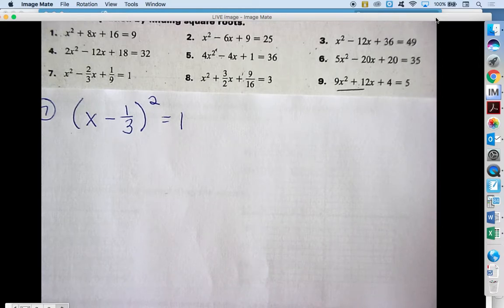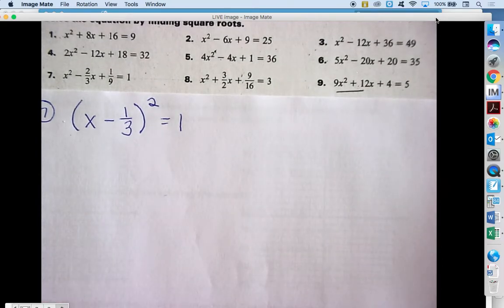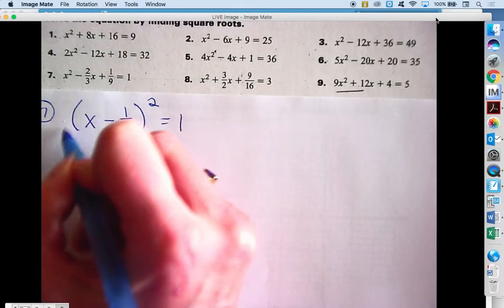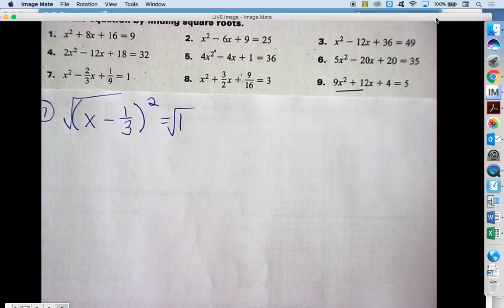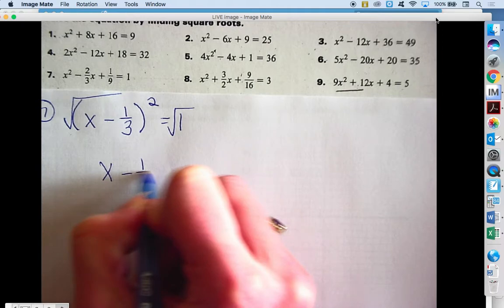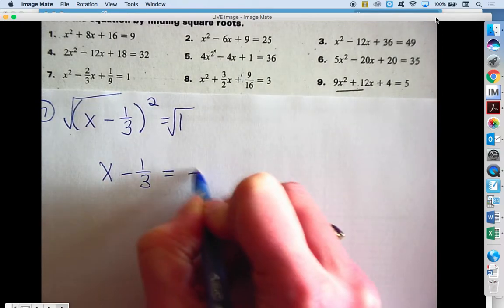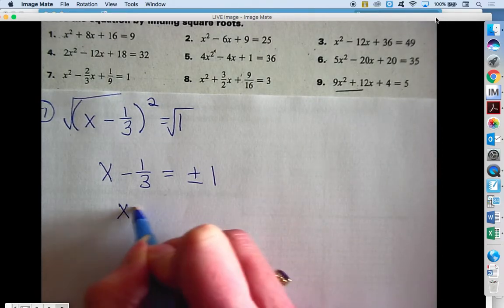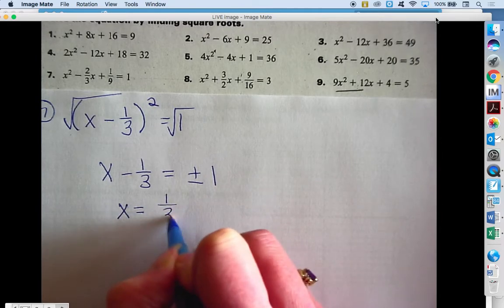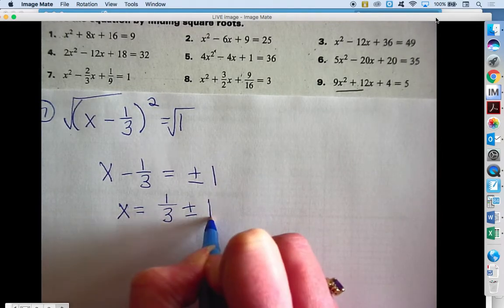So with 7 and 9, you have to factor the left side first, and then it says to solve using square roots. So now that it's factored and it's a perfect square trinomial, we can take the square root of both sides. Chelsea, the square root of 1 is just 1. But we have a plus or minus in front of that one because we took the square root of both sides there. And then when you take the 1/3 to the other side, you have 1/3 plus or minus 1.